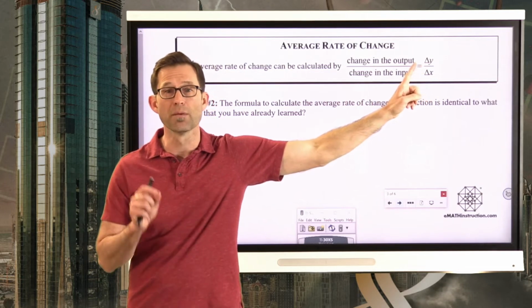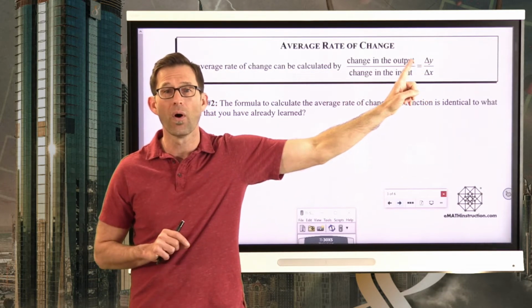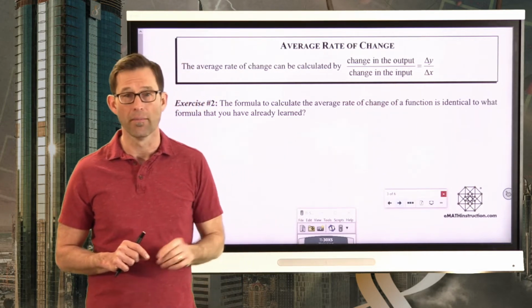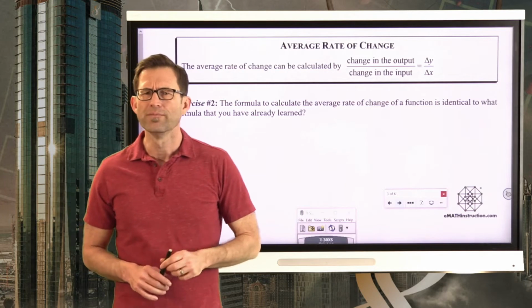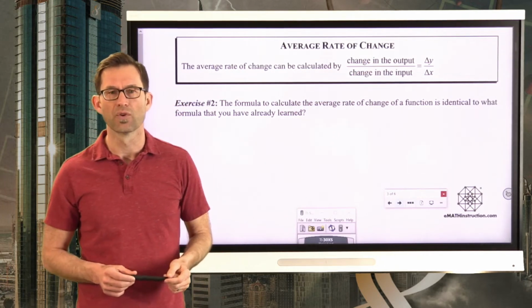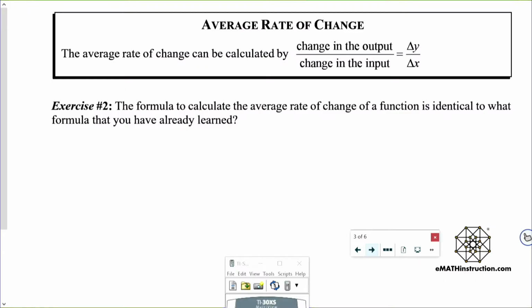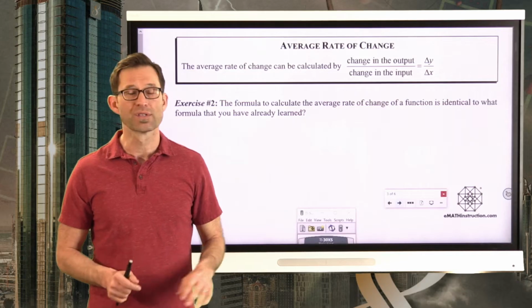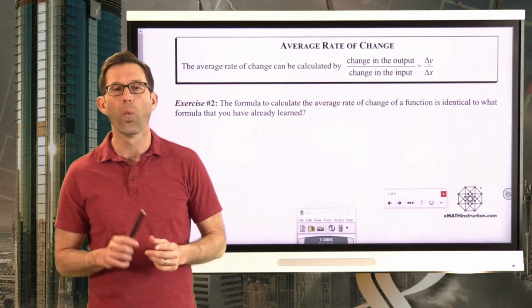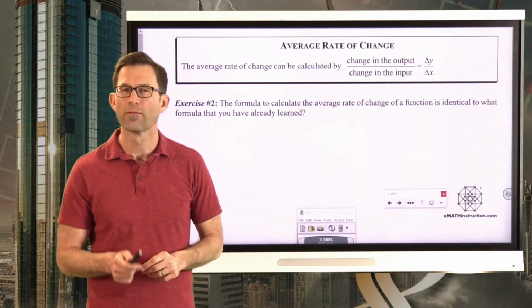In that last problem, it was the people who had entered the hall, divided by the change in the input. In our case, that was time. All right? Now, I want you to really look at that formula, and let's talk about exercise number 2. The formula to calculate the average rate of change of a function is identical to what formula that you have already learned.